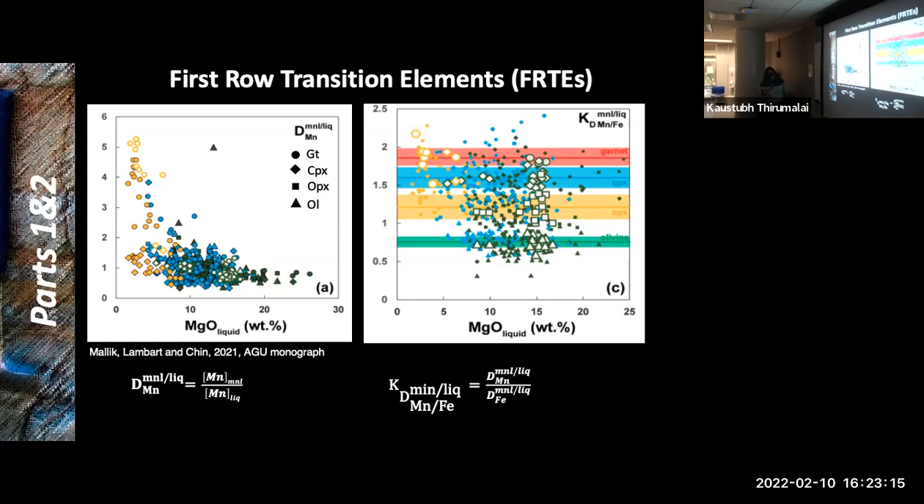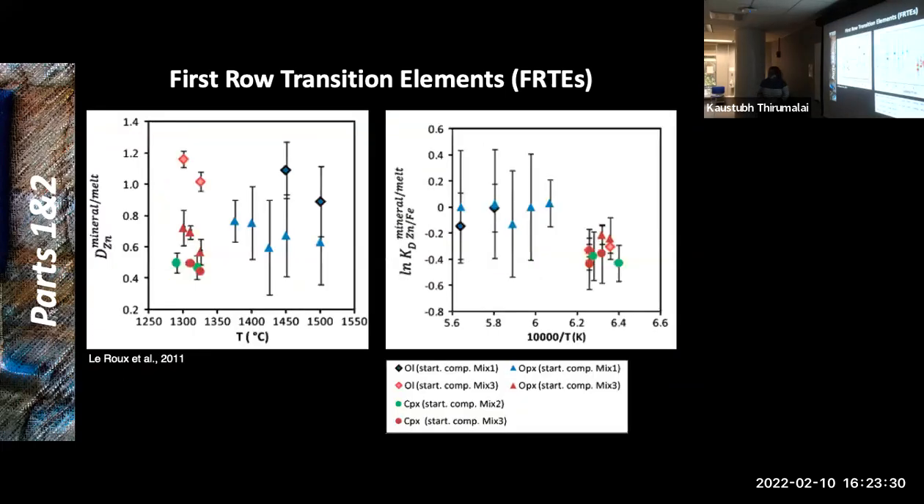Okay. So it looks like this would be a good way to have a relatively simple system. What about other FRTs? This is for manganese iron. Well, for other FRTs, it's not so clear, simply because we have way less data, basically.